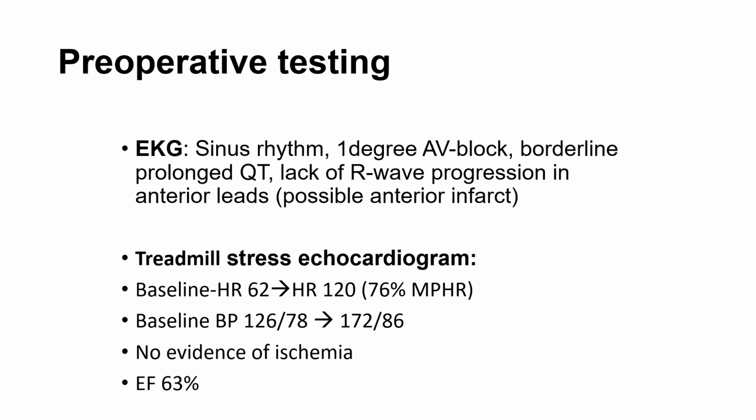He had a MELD score of 12, and his physical exam was unremarkable. His EKG showed a sinus rhythm, a first-degree AV block, a borderline prolonged QT interval, and the lack of R-wave progression in the anterior leads. He had a treadmill stress test, and his baseline heart rate went from 62 to 112, reaching 76% of the maximum predicted heart rate. And his baseline blood pressure went up from 126 systolic to 172 systolic. There was no evidence of ischemia, and his ejection fraction was 63%.